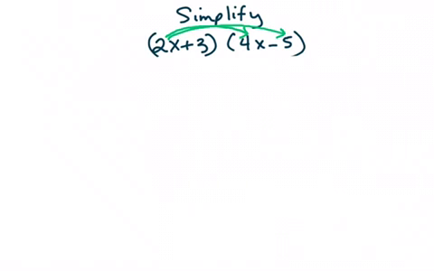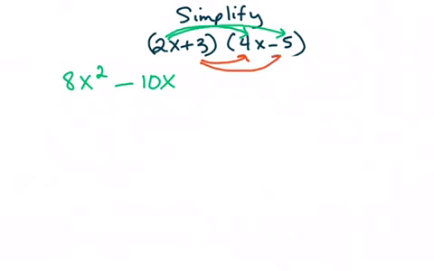2x times 4x is 8x squared. Then I'm going to multiply 2x times negative 5, and it becomes negative 10x. Okay? Now, that took care of that. I multiplied the 2x times the whole thing. Now, I'm going to multiply the 3 times the whole thing. I'm going to multiply this guy times 4x, then this guy times negative 5.